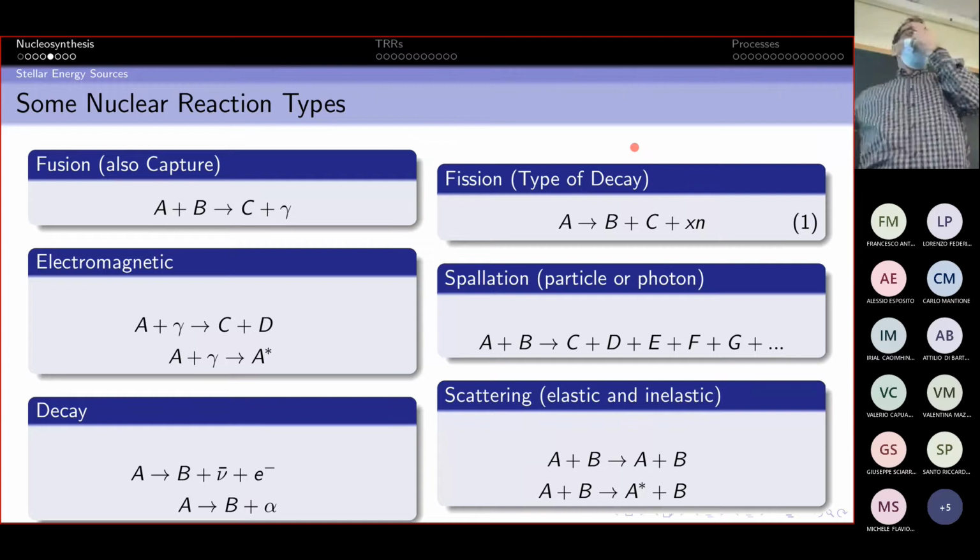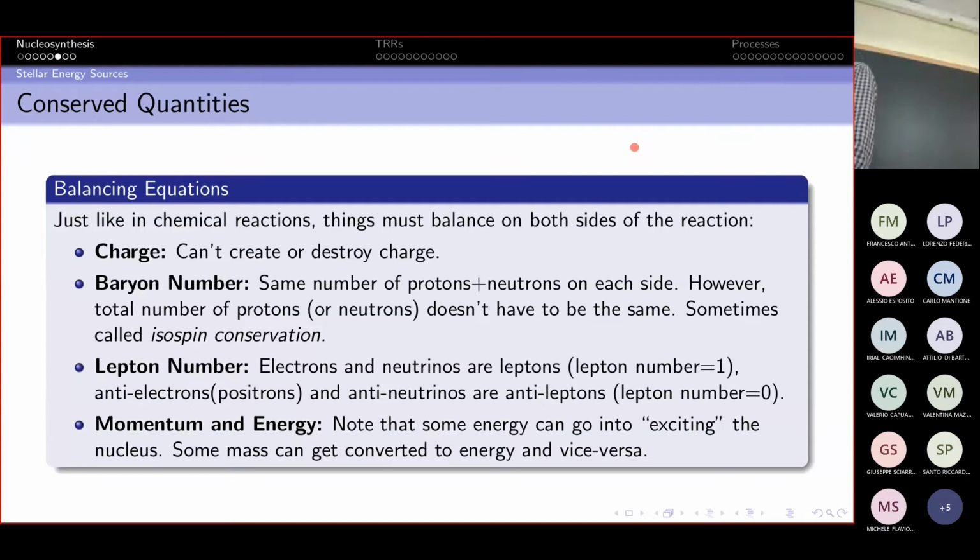Baryon number. Yeah. Same number of protons and neutrons in each other. We sometimes call this isospin conservation. Sometimes. Okay. That's just a fancy word. But the number of protons doesn't have to be the same on each side, right? Mm-hmm. Because you can turn a proton to a neutron.